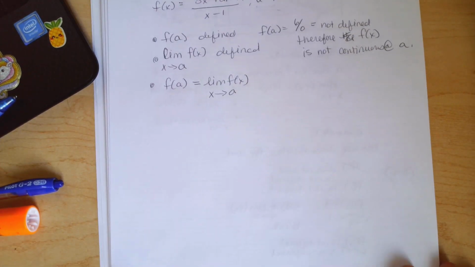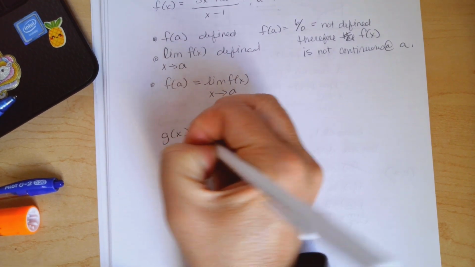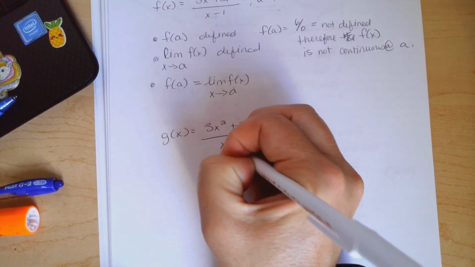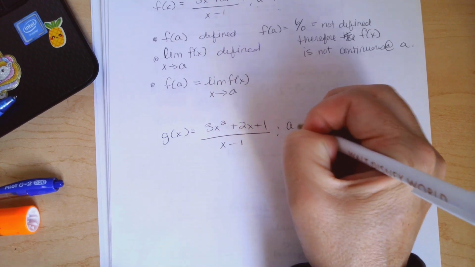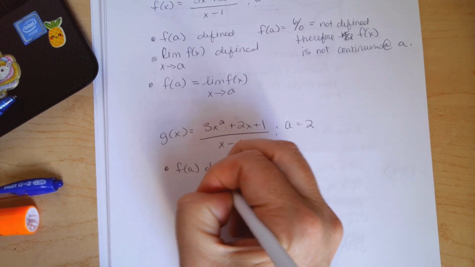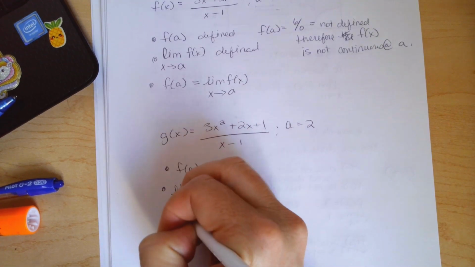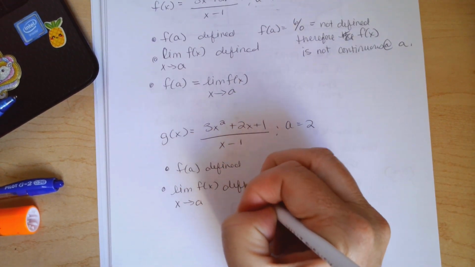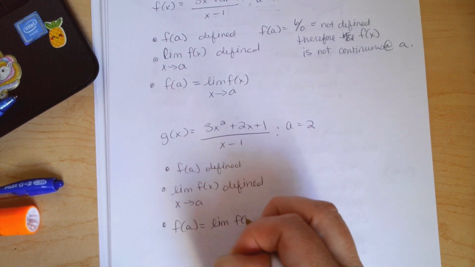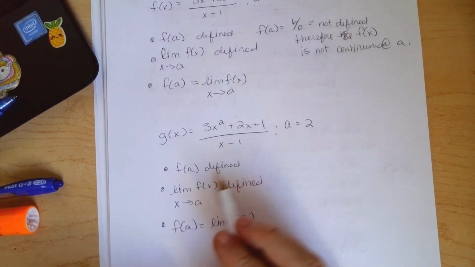Let's do another one. We have g of x equals (3x squared plus 2x plus 1) over (x minus 1) for a equals 2. And again, we're checking three things. We're checking, is f of a defined? We're checking the limit of f of x as x approaches a, to see if that's defined. And then lastly, we're going to check to see if they're equal. And so, first of all, is f of a defined?